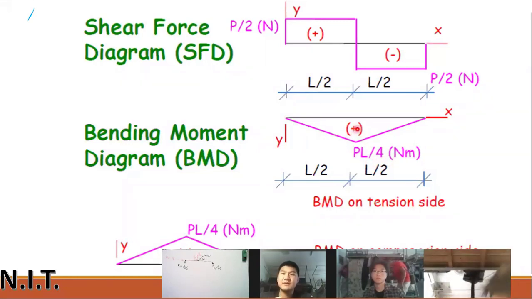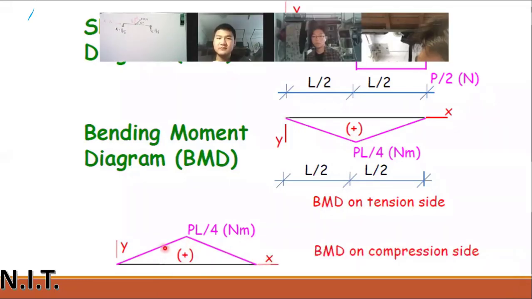Clear? It can be drawn in two ways. If you want to draw it on the tension side of the beam, then it will be drawn downward of the normal axis. If it is drawn on the compression side, then it will be drawn upward of the normal axis. Clear? And do you know what the tension and compression parts of the beam are?